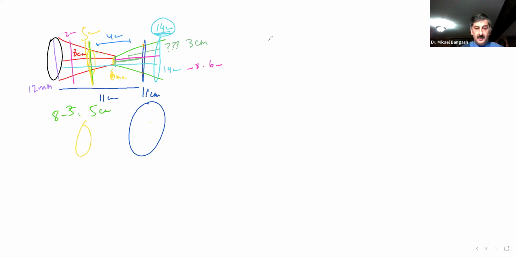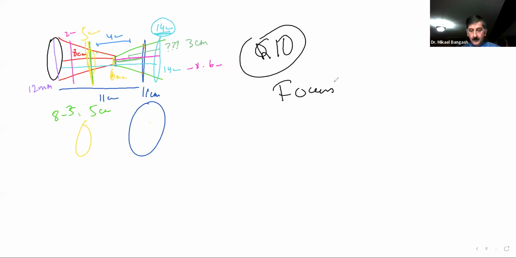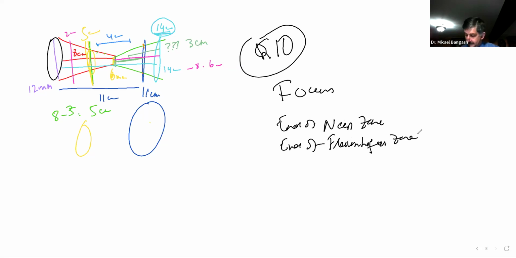Now, the last question is, which of the following terms does not belong? And what do we have? We have focus. We have end of the near zone. We have end of Fraunhofer zone. And we have middle of focal zone.